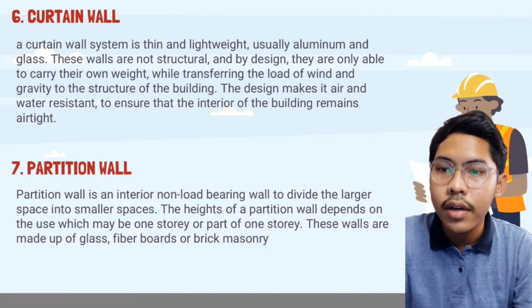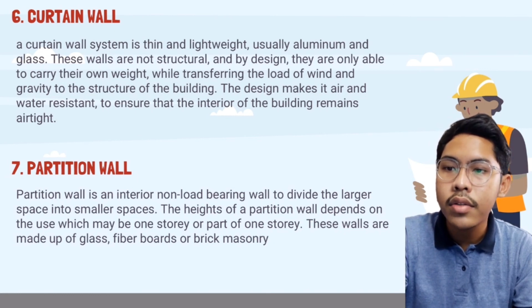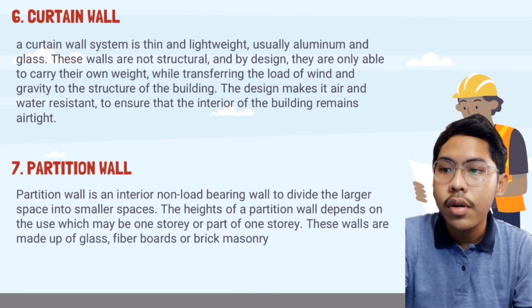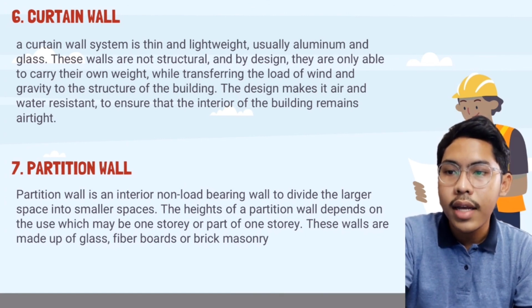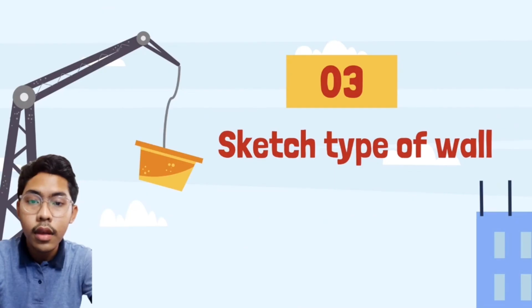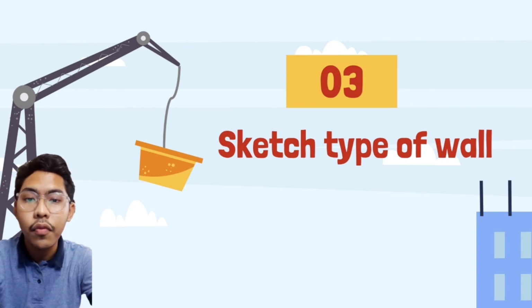And the height of a partition wall depends on the use, which may be 1 story or part of 1 story. And these walls are made up of glass, fiberboard or brick masonry. So next, let's go through to our last point, sketch the type of wall.